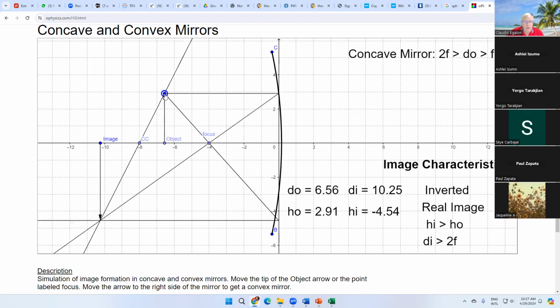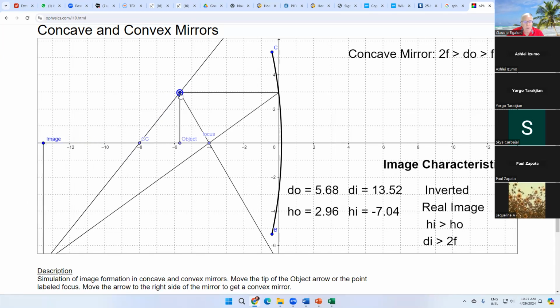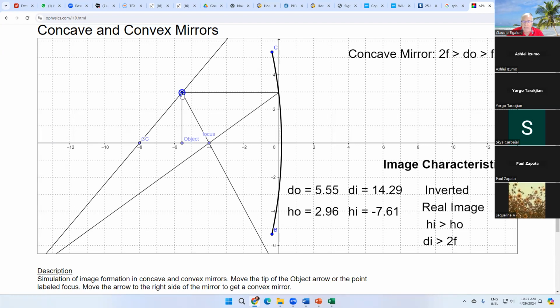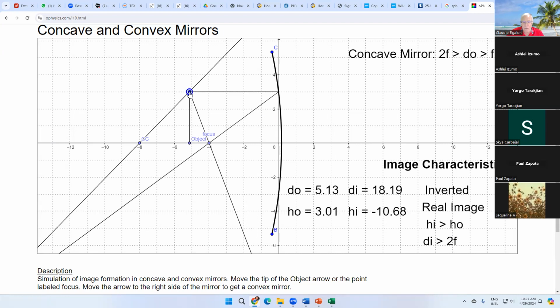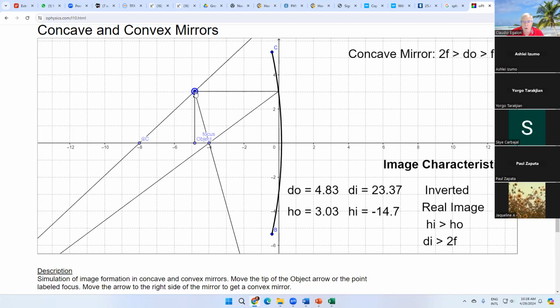As you get closer and closer, oh, and also don't forget, the position of the image is past the center of curvature. The further the image is from the center of curvature, the larger it becomes. Okay, so here you go. Look what happens right here. And now the image is out of the bounds, right? But note that the image keeps on becoming larger and larger, as I approach the focal point.